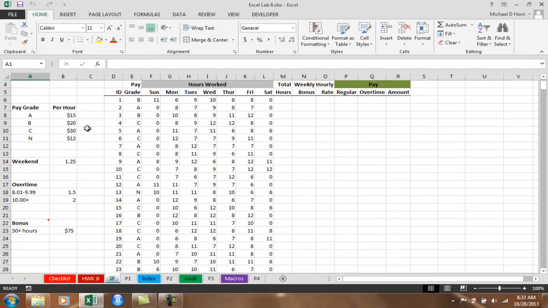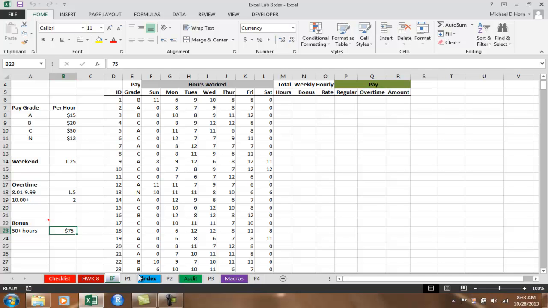On the left-hand side here, some information. Pay grades, I've got 4 different pay grades. And then if you work on the weekend, you get 1.5 times your regular pay. And then if you work overtime, and it's calculated on a daily basis, you get some additional money. And then if you work 50 or more hours during the week, you get an additional $75.